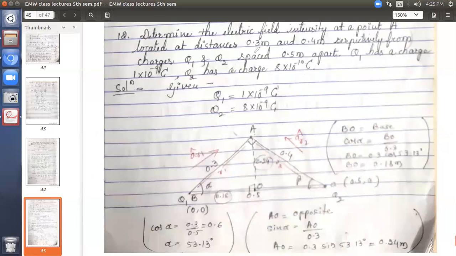Here the basics of trigonometry will come. We will further see how we will solve this. As two different charges are existing, obviously we will have two different fields, E1 and E2. The net field will be the sum of E1 and E2.